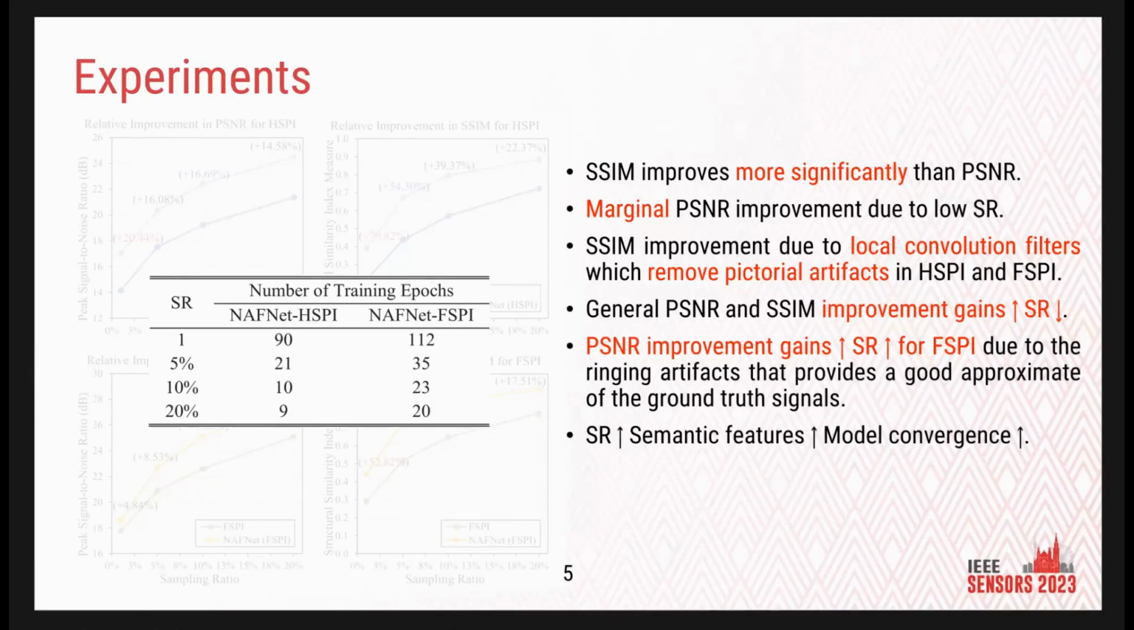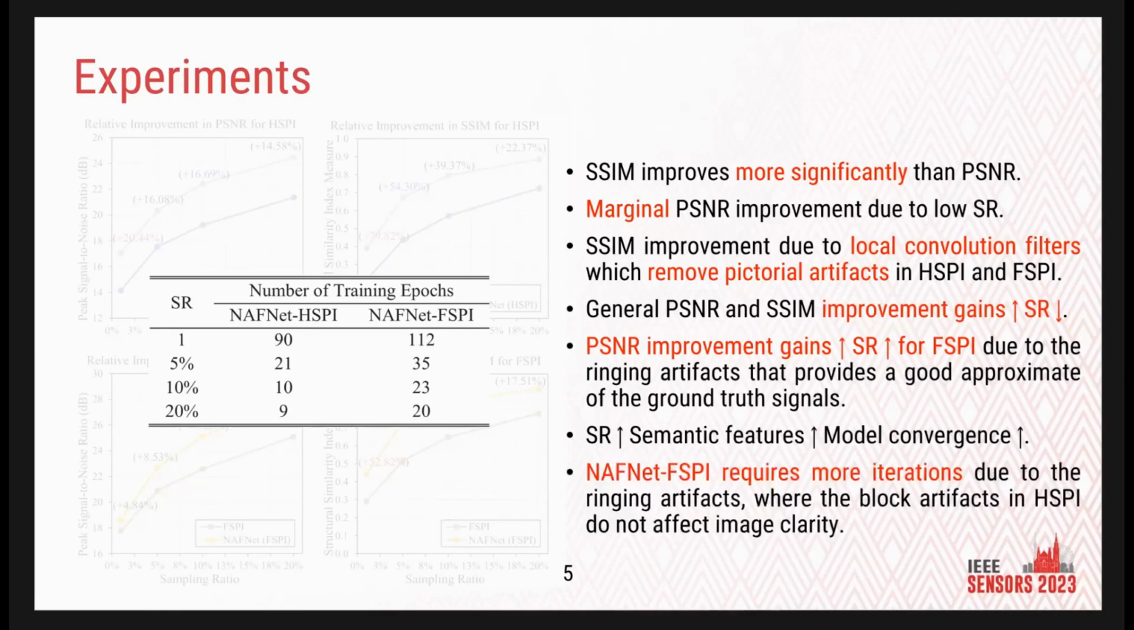Now let's look at the model convergence for both Hadamard single pixel imaging and Fourier single pixel imaging at different sampling ratios. Consistently, when the sampling ratio increases, the amount of semantic features input to NAFNet increases, which eventually leads to improved model convergence. As shown here, NAFNet FSPI requires more iterations due to the ring artifacts, because the ring artifacts affect the image clarity.